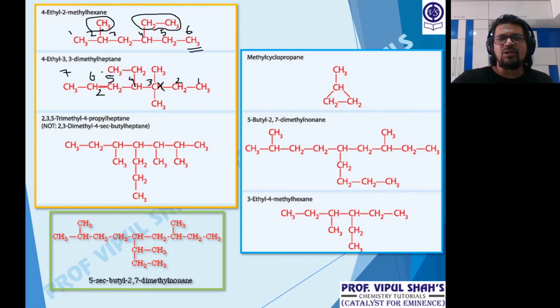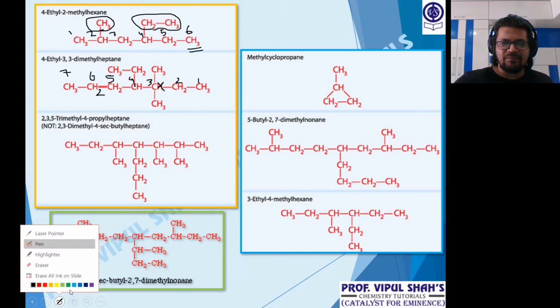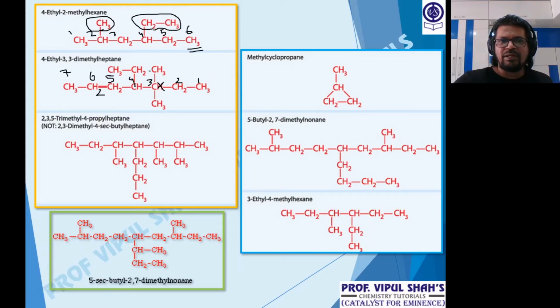Now how do I name this? First, alphabetically. Alphabetically, who will come first? Ethyl will come first. What position? 4. So this would be 4-ethyl. At 3 I have two methyl groups, up and down. So at 3 there will be dimethyl, and skeleton of 7, so that will be heptane. So the IUPAC name is 4-ethyl-3,3-dimethyl heptane.